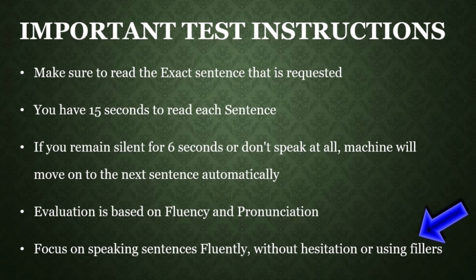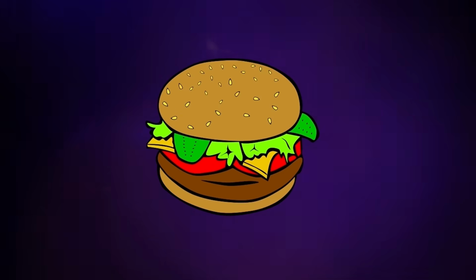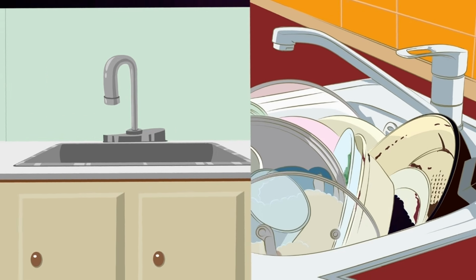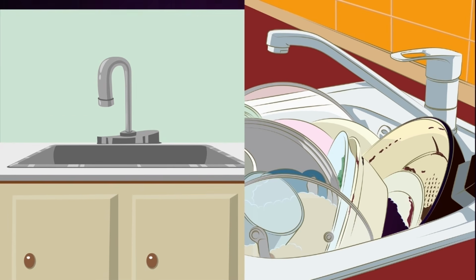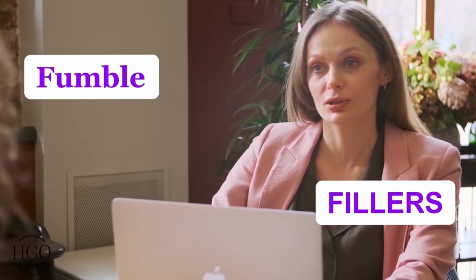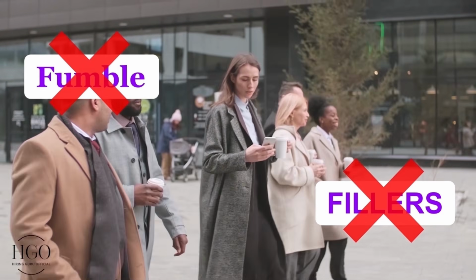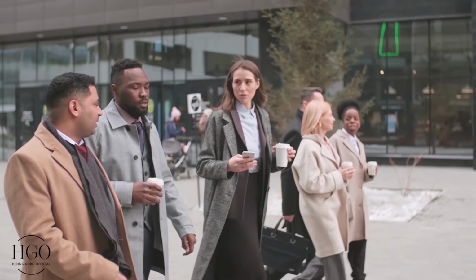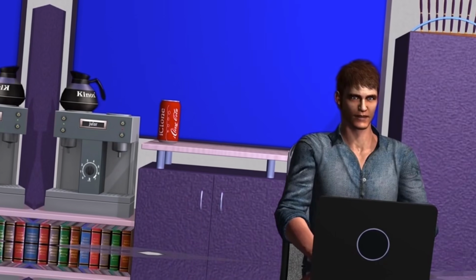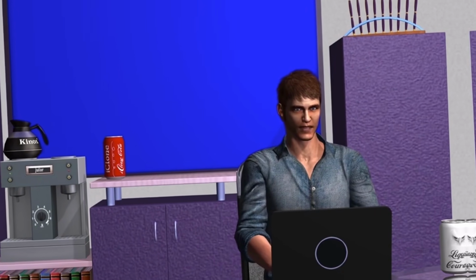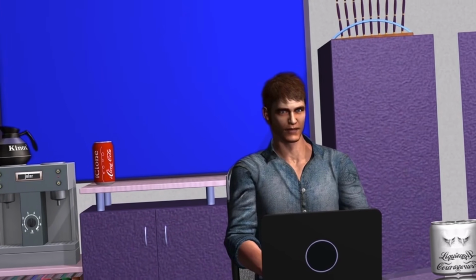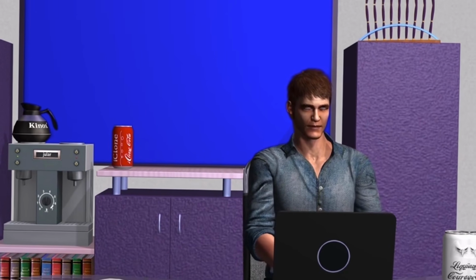For example, if the bot says, please read sentence number 7, and if the sentence says, he cooks hamburgers and leaves his dirty dishes in the sink all night, then you must read it loud and clear without fumbling. If you fumble or use fillers, you will get a negative mark. Let me explain to you how numbers get cut in this section. Let's understand through an example. He cooks hamburgers and leaves his dirty dishes in the sink all night.